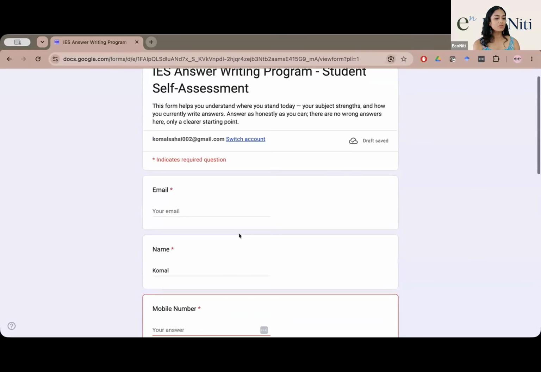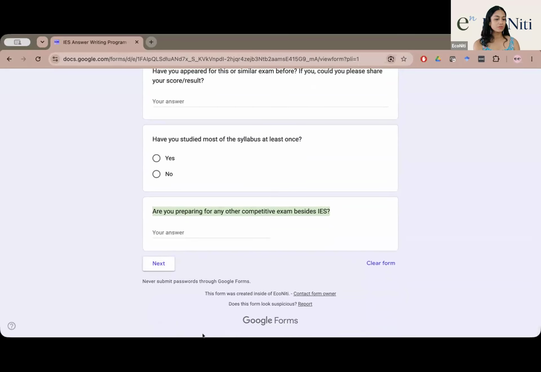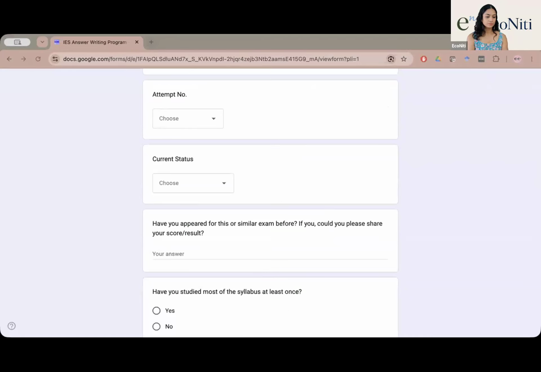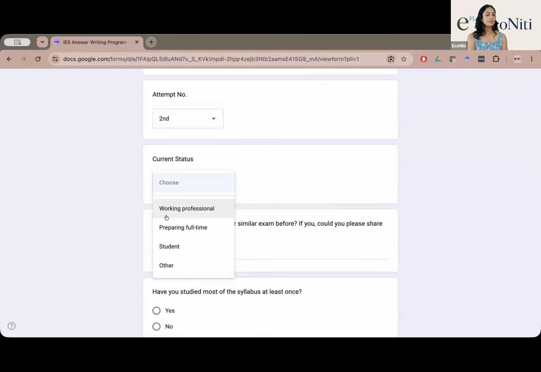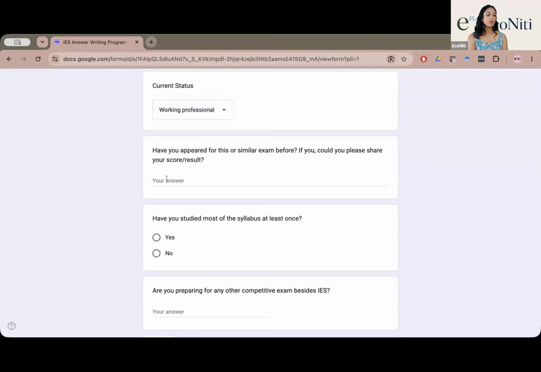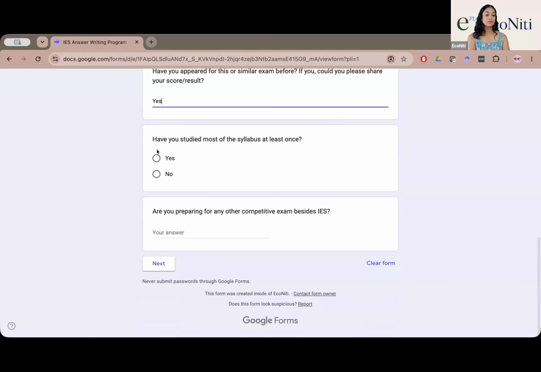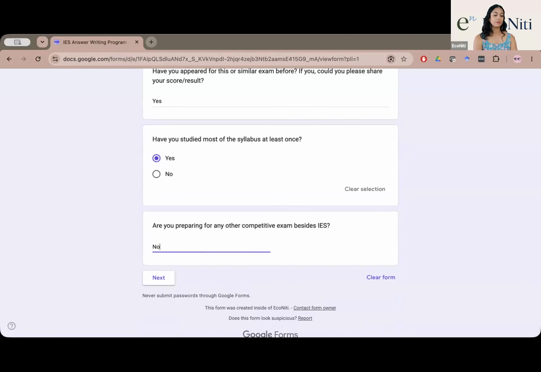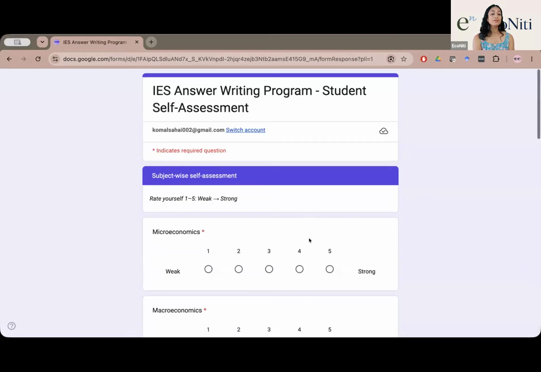All right, so let me just fill this out and then we will move to the next page because we cannot do that till I fill this out. All right, so just give me 1 second. All right. So let me say that this is my second attempt. My current status is a working professional. Have I appeared for this or similar exam before? Yes. All right. Have you studied most of the syllabus? Yes. And are you preparing for any other exam? Suppose I say no. Then we move to the next section.